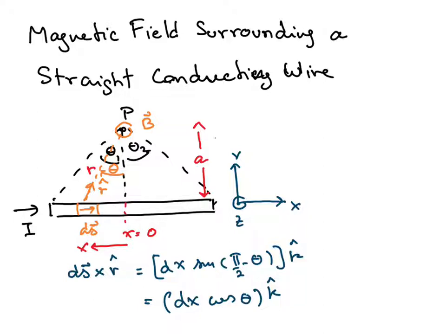We set our reference coordinates x, y, and z like this. X points in this direction, y points upward in this direction, and z points out from the screen or from the paper. Okay, and this is the direction of the unit vector i, this is the direction of the unit vector j, and this is the direction of the unit vector k.